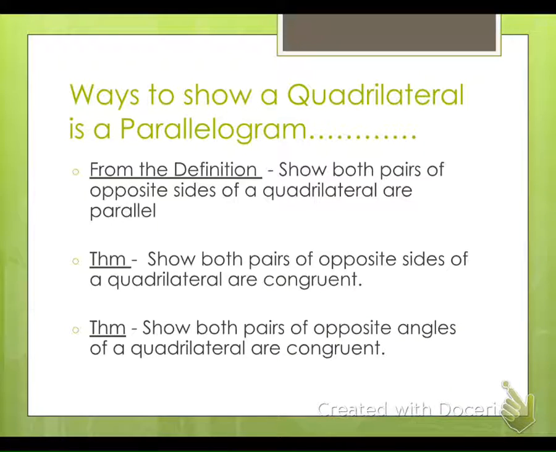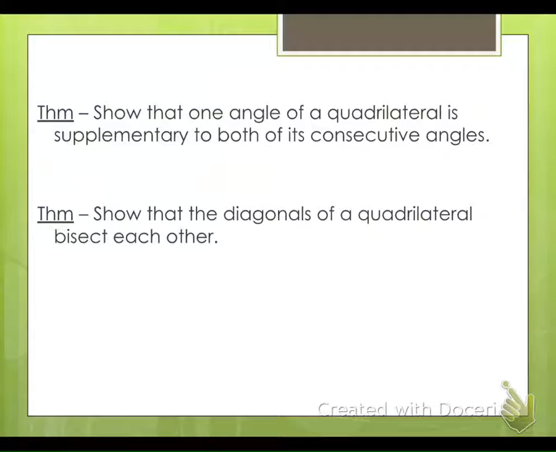So once again, our first one was by definition, show that both pairs of opposite sides of the quadrilateral are parallel. The next one's by a theorem, show that both pairs of opposite sides are congruent. The third one is by the theorem of showing that both pairs of opposite angles are congruent. Then we have by the theorem of showing that one angle of the quadrilateral is supplementary to both the consecutive angles. And then the fourth one is to show that the diagonals of the quadrilateral bisect each other.